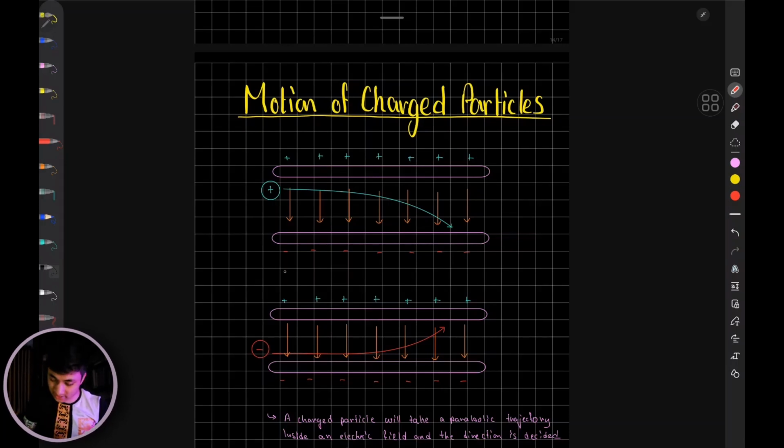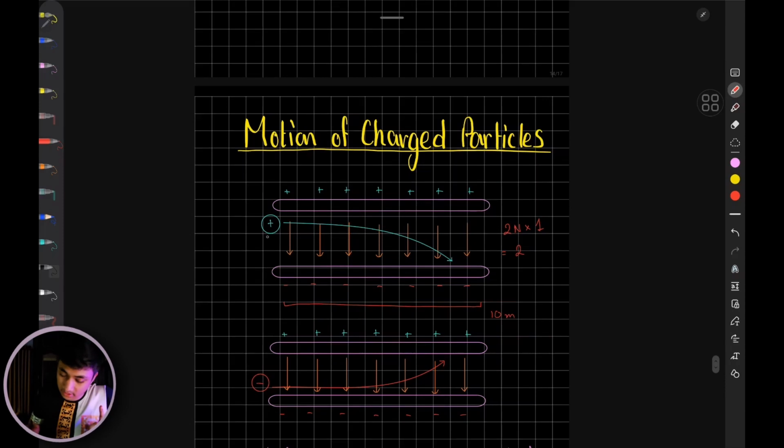Why is it a parabola? Because throughout this journey, let's say it travels 10 meters, at every single point it will feel the same amount of force. Whatever the electric field strength is, let's say the electric field strength is 2 newtons per coulomb, and the charge is 1 coulomb, the total force felt by the charge is going to be 2 newtons throughout the journey.